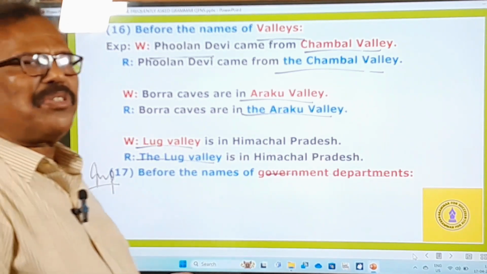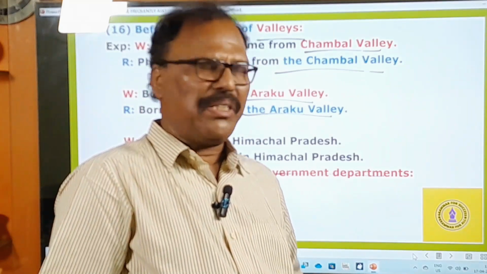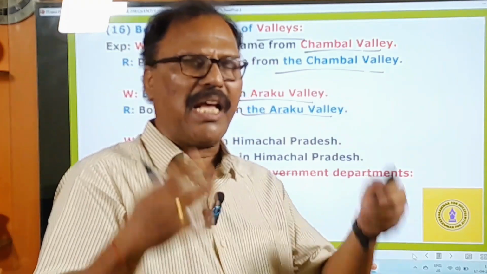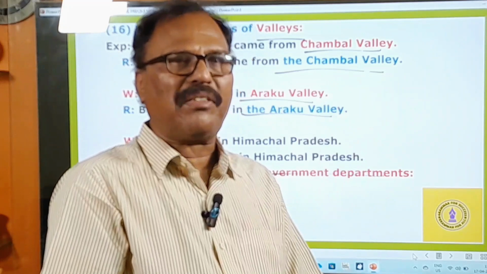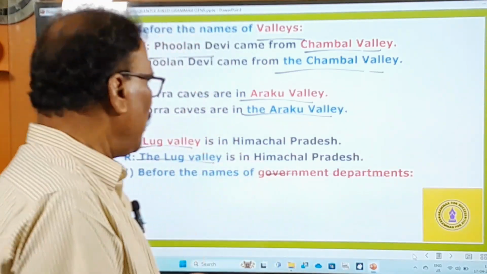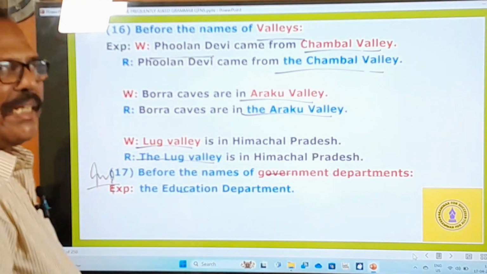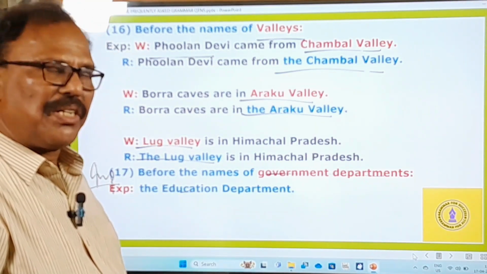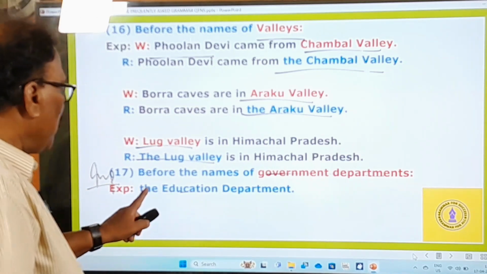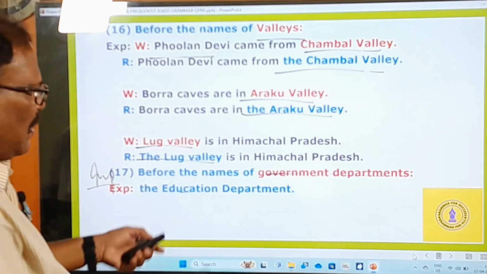Government department means social welfare department, education department, irrigation department, agriculture department. There are so many, as many as 30-40 departments. Before all the names of these departments, we must use the definite article. Right. For example, I'll give you here the education department. I retired from the education department.